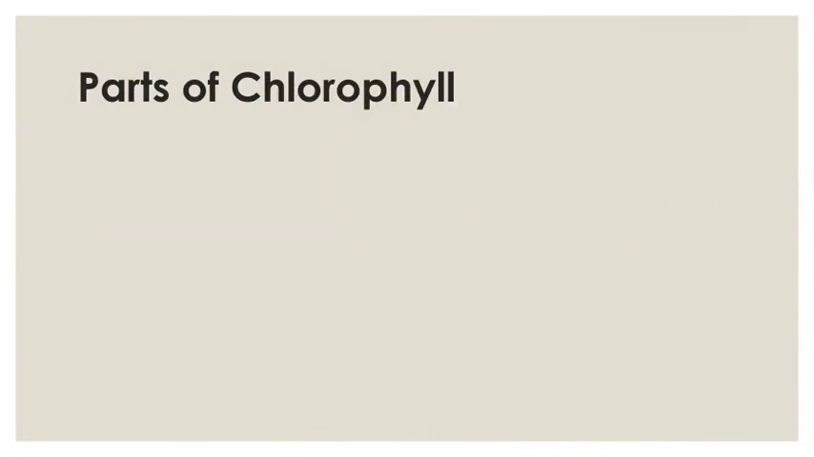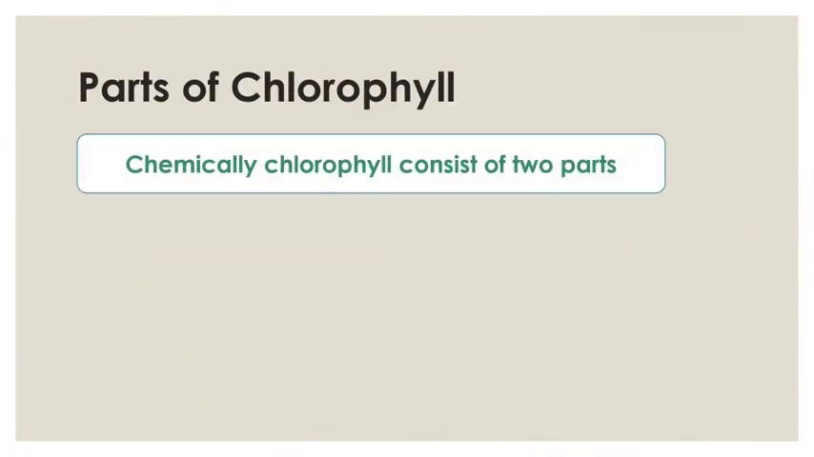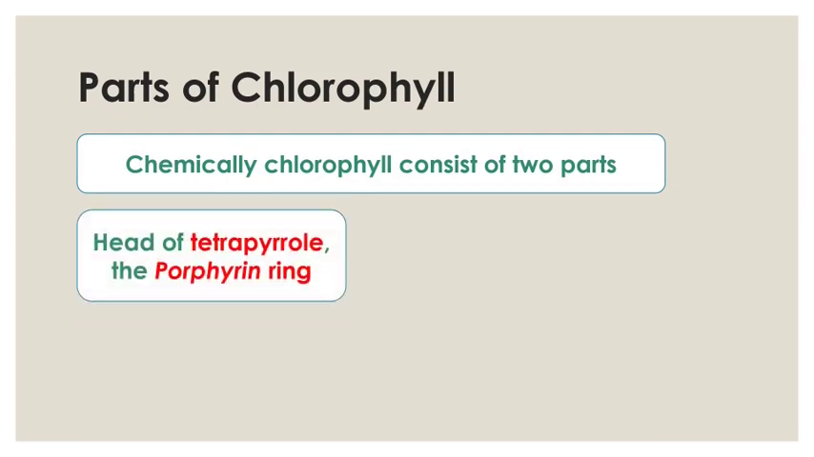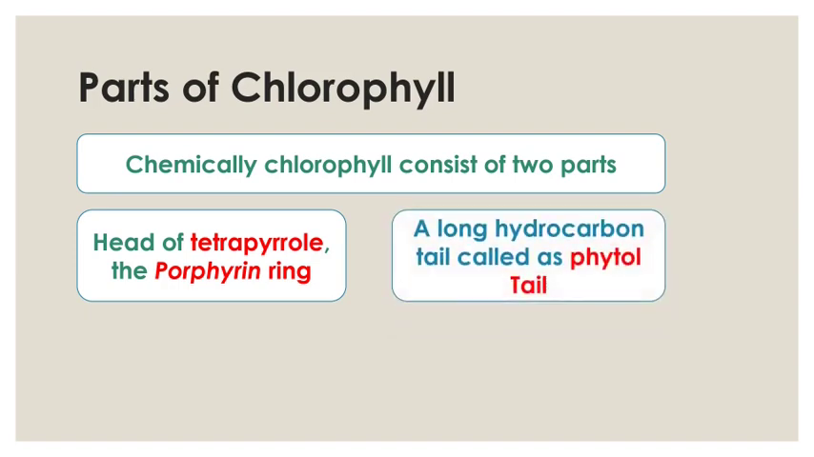Now, the parts of the chlorophyll. Chemically, chlorophyll consists of two parts: a head and a tail. The head is called the porphyrin ring, which is also termed the tetrapyrrole ring, and the tail is basically a hydrocarbon tail consisting of 20 carbons, and this tail is called the phytol tail.